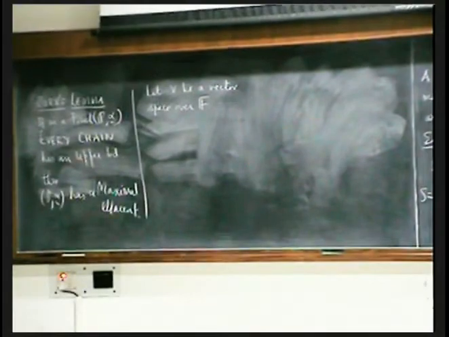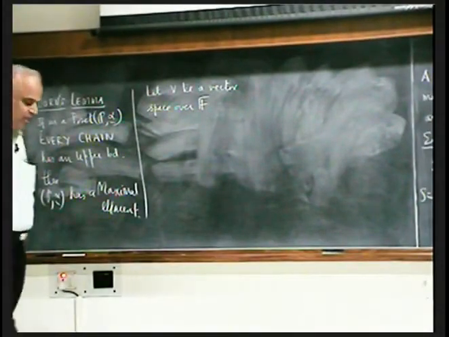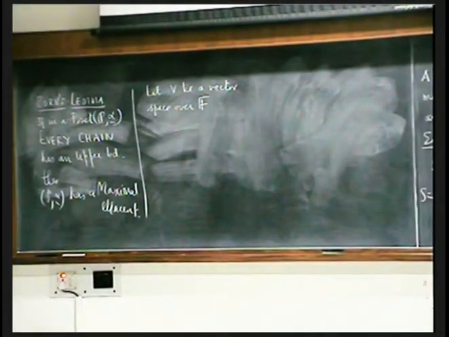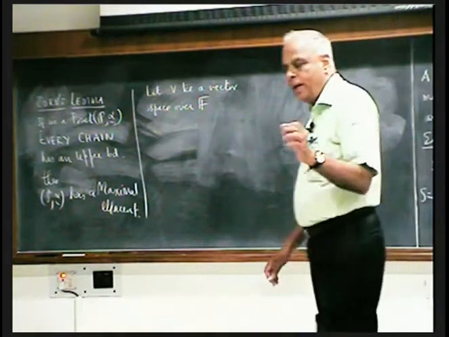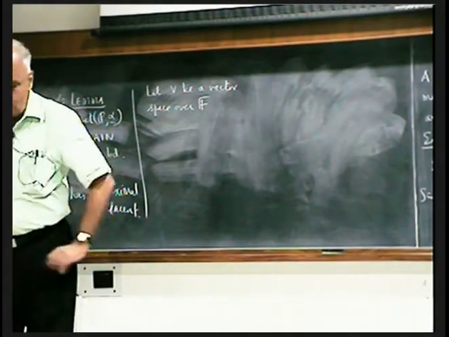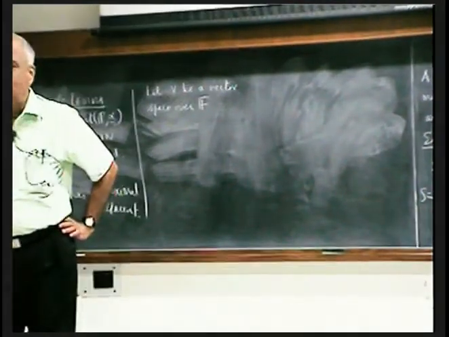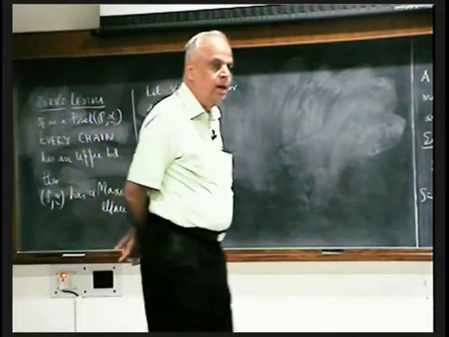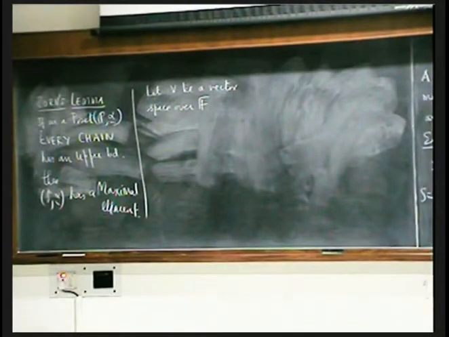So let V be a vector space over a field F, and recall the definition of a linearly independent set. If we have a finite set, we say it is linearly independent if the only linear combination that gives the zero vector is the trivial linear combination. But if it's an infinite set, we say that it's linearly independent if every finite subset is linearly independent.